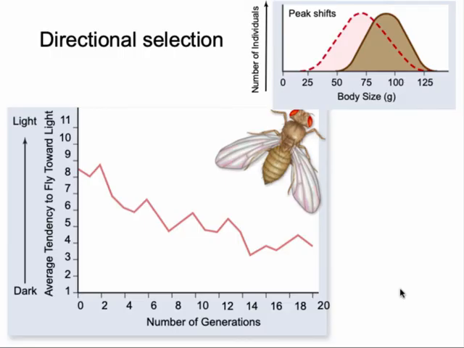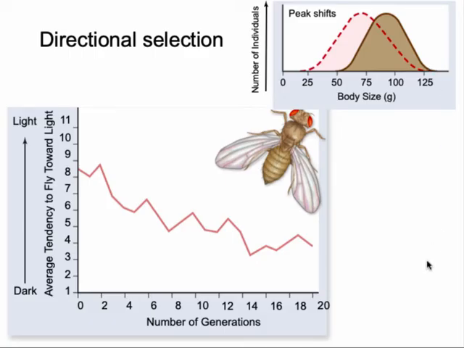Directional selection can take many forms. Let's say you're selecting flies to avoid light. They're more likely to go into darkness. After multiple generations, you will see that most of the flies in your population prefer darkness over light. If instead of body size, we have preference for darkness, you would see that over time, generation after generation, your population has shifted to preferring darkness over light. And this could be the same case with many traits.